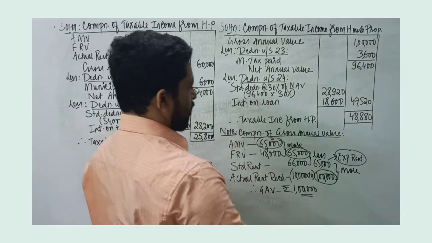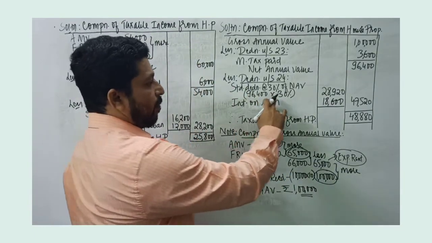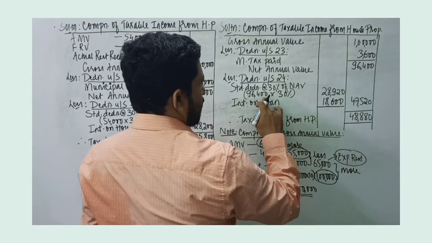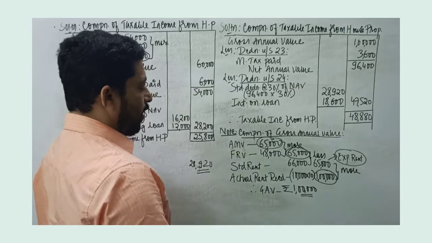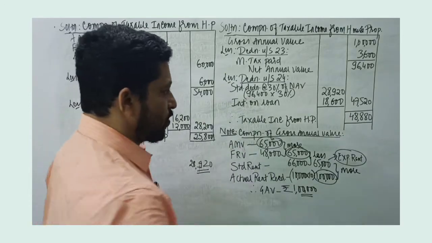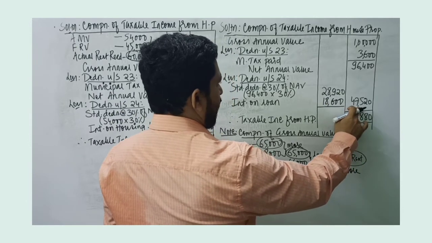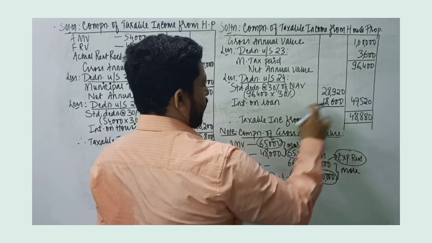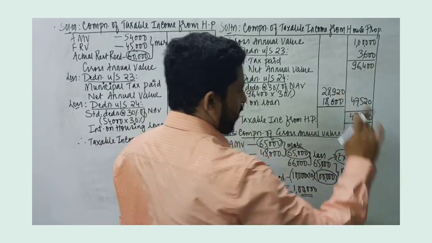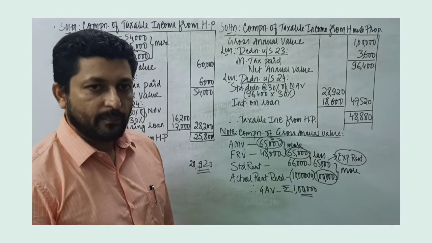Then we have 2 deductions under section 24: standard deduction at 30% of NAV, so you take 96,400 and 30% works out to 28,920, and then interest on loan given, which is 18,600. So the total amount deductible is 47,520. From the net annual value, deduct the deductions under section 24, and you arrive at the taxable income from house property, which is 48,880. Thank you.